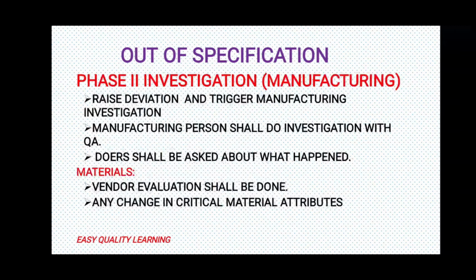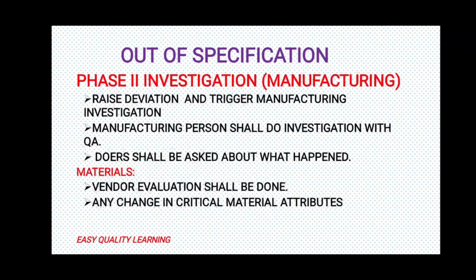In manufacturing investigation, we need to make an investigation team where the manufacturing person, who is the specialist of manufacturing, and your quality assurance person will be included. Doers shall be asked about what happened. The person who has processed the batch should be asked how they have exactly processed the batch and what happened exactly. Then in investigation, first we will check materials.